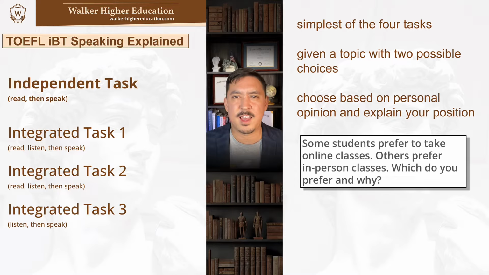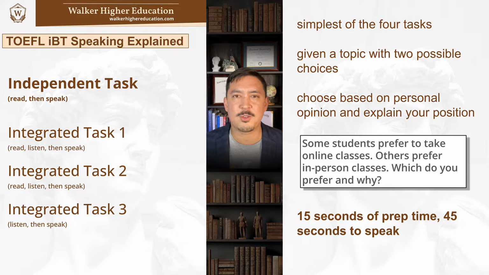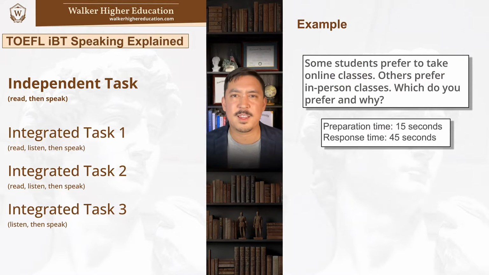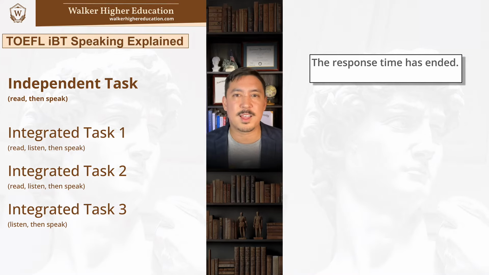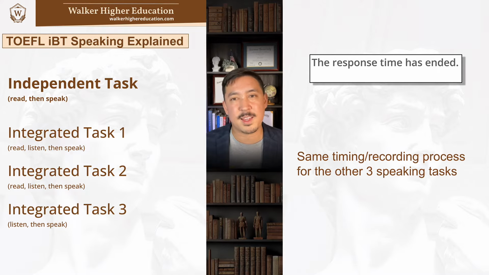With the independent task, after you're given the question, you have 15 seconds to prepare and 45 seconds to deliver your spoken response. A 15-second timer will begin counting down. This is your time to think about and prepare your response, which might include writing down a few notes. Then you'll hear a beep, which means recording has started, and a new 45-second timer will appear. You'll have just 45 seconds to deliver your spoken response on the topic. Once the timer hits 0, you'll see a message informing you that the response time has ended. This timing and recording process is the same for the other 3 speaking tasks as well.